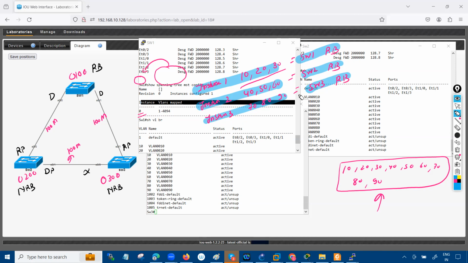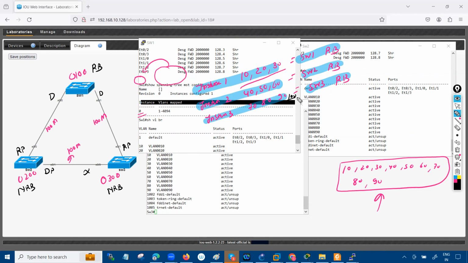In future, if I'm going to add another VLAN, for example VLAN number 100, I can add it. I just need to create VLAN 100 and map it into instance number 3. That's all. I create VLAN 100, map 100 to instance 3, and automatically switch 3 will become the root bridge for VLAN 100 as well.